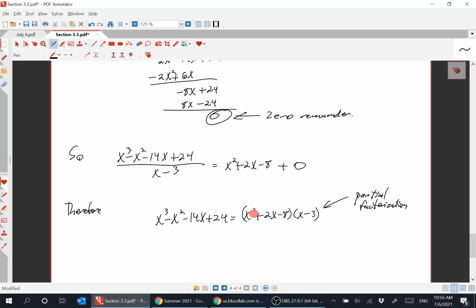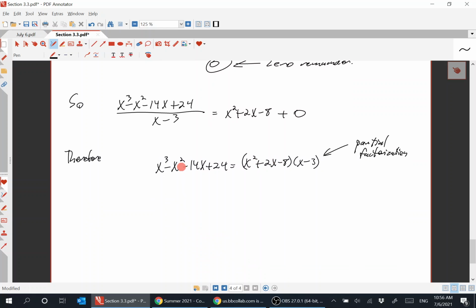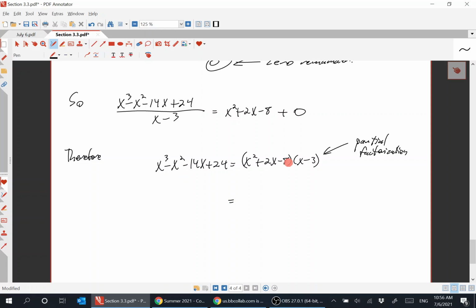And because it's degree 3, we can get a full factorization now, because we know how to factor this. This is x minus 4 times x plus 2. Right, full factorization.